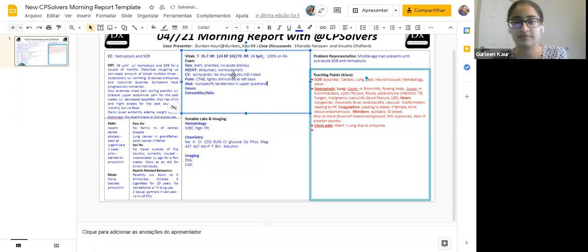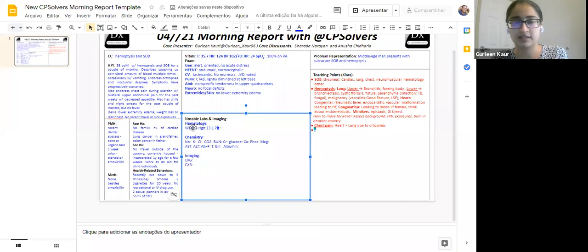So for the CBC, the white blood cell count was 8, hemoglobin 13.1, hematocrit 39.2, platelets 253, sodium of 131, potassium 3.6, chloride 102, bicarb 20, BUN 8, creatinine 0.96, albumin 3.8, total protein and calcium were normal, bilirubin was normal, alk phos 79, AST 49, ALT 42.